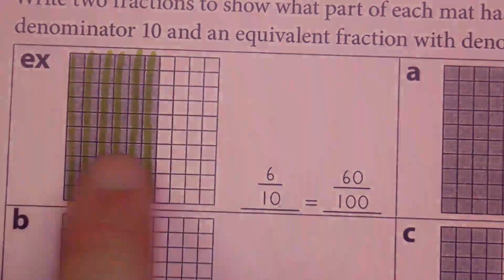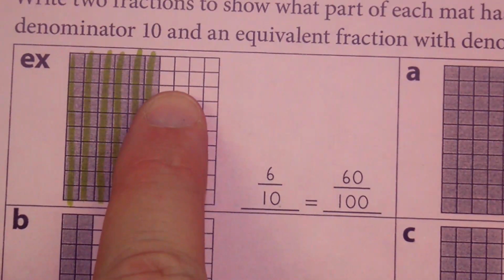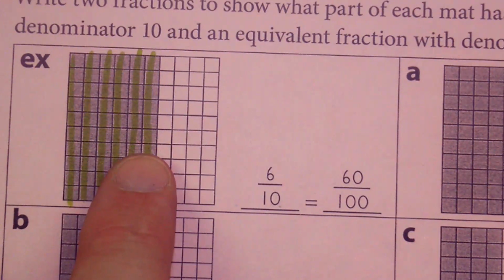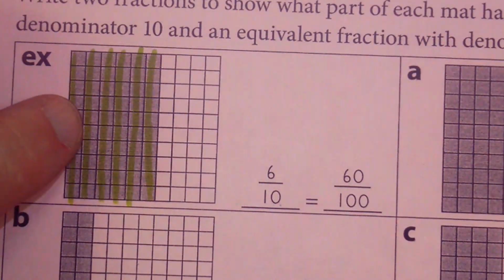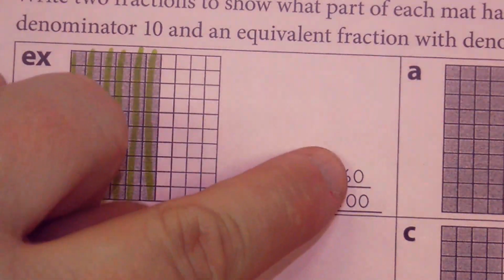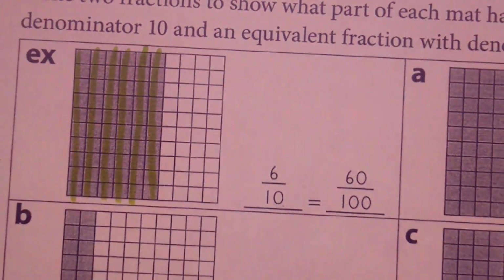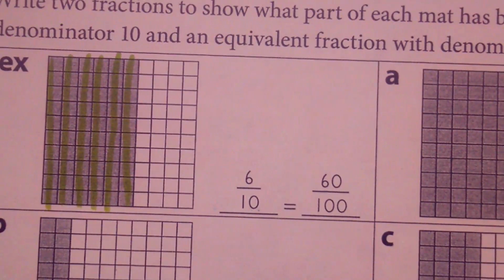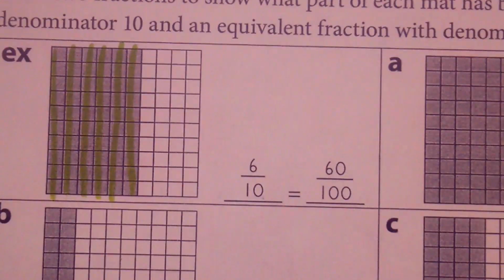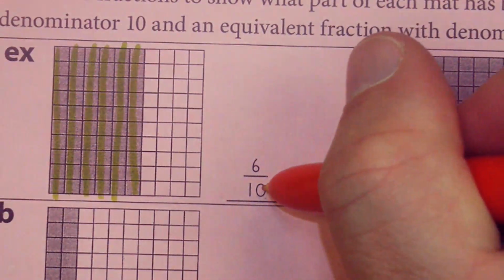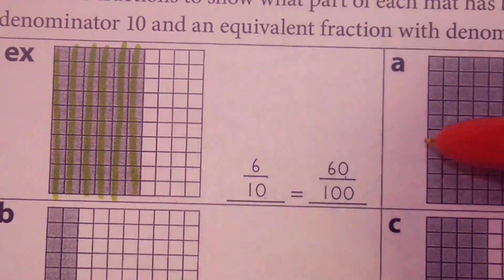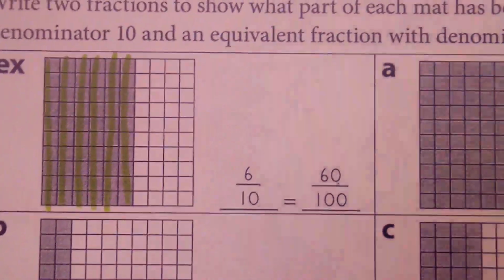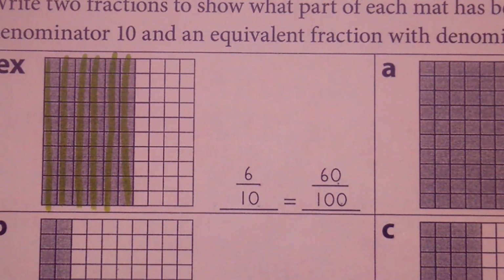But if I break this into 100 squares, each of these 6 strips has 10 in them. So that's 10 plus 10 plus 10 plus 10 plus 10 plus 10, which is 60 out of the 100. The easiest way to think of it, if you can memorize it accurately, is anytime you want to convert from tenths to hundredths, add a 0 to both numbers. And you can always check your work and you'll find that that's true.